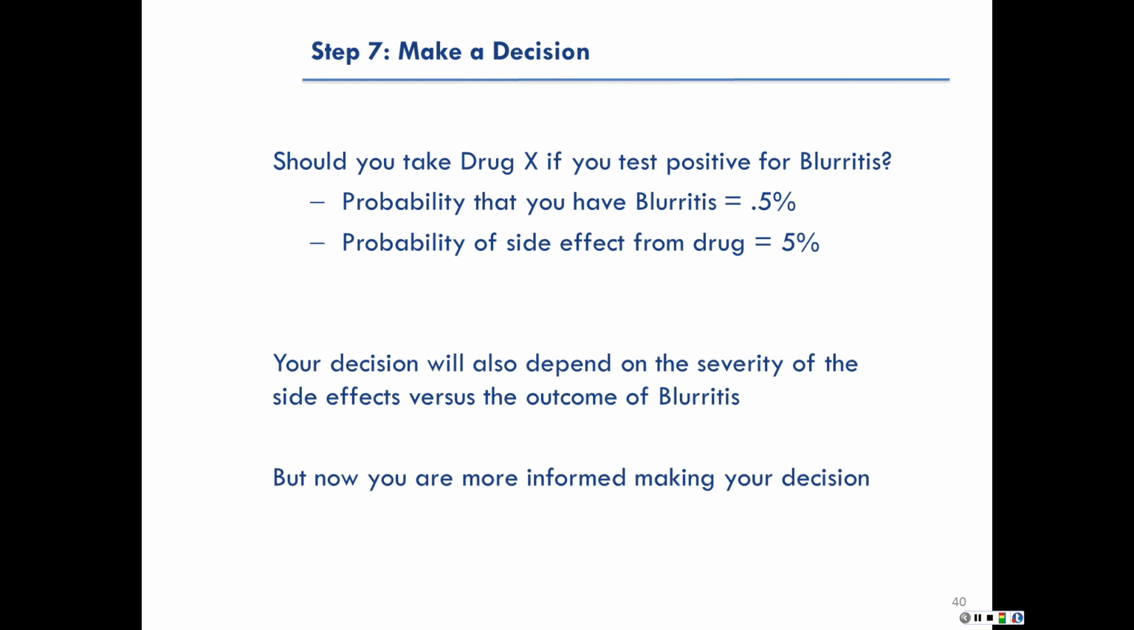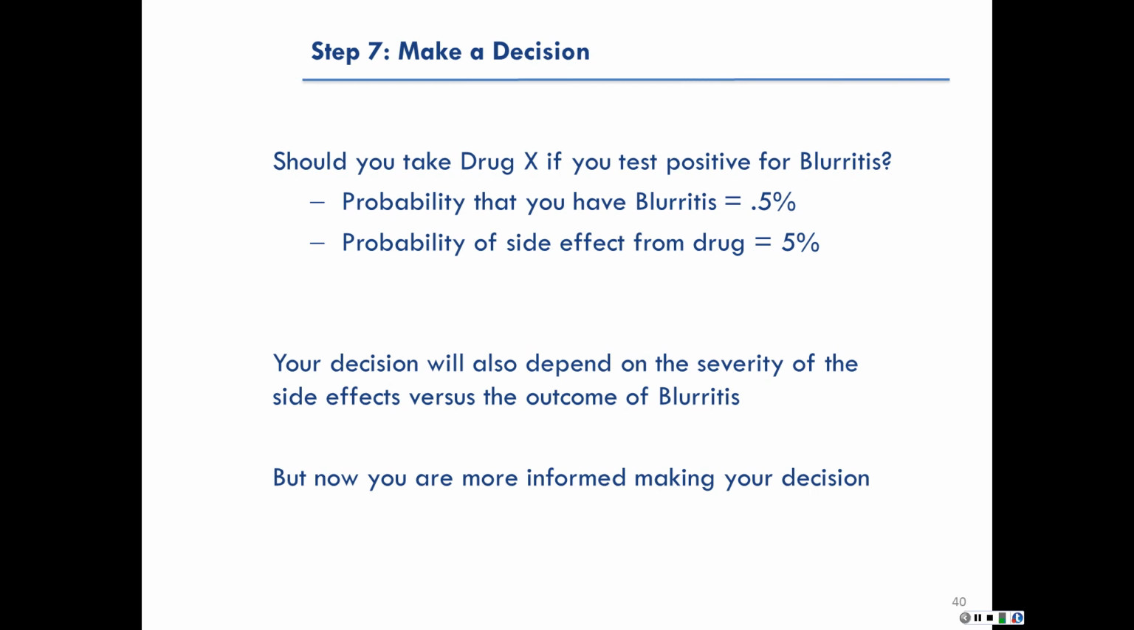So the last step is make a decision. Should you take drug X if you test positive for bleuritis? Well, your probability of having bleuritis is 0.5%. Your probability of having a side effect from the drug is 5%. So if you test positive and decide to take the drug, your probability of experiencing a side effect is many times greater than the probability that you're actually going to have the disease and thus benefit from the drug. So this probably will lead you to not take the drug.